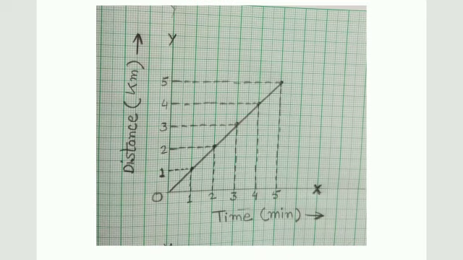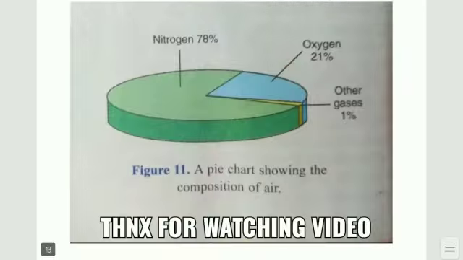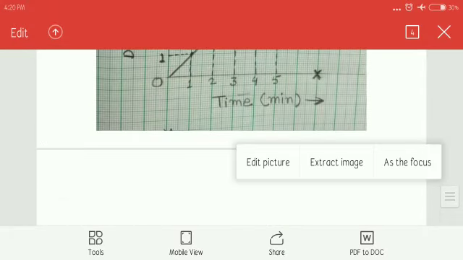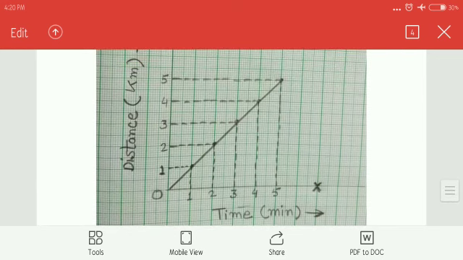So what type of motion is it? It is a uniform motion. The speed is uniform because we got a straight line, but with a slope. Hope you understood this thing.